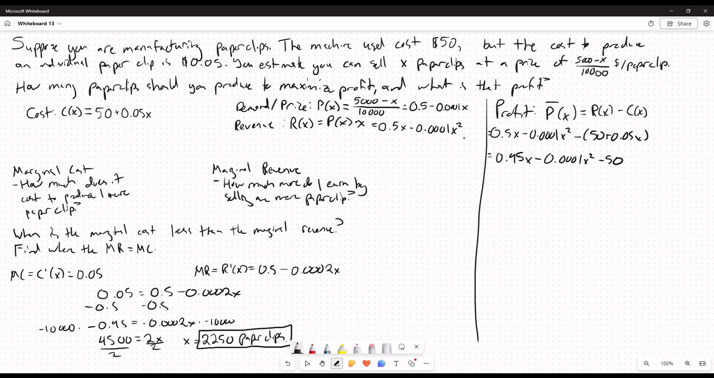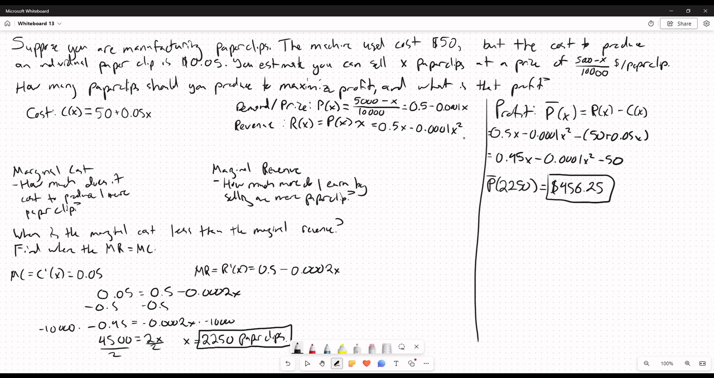But how much are we actually making? If we plug 2,250 into the profit function, what you'll find is we will get an answer of roughly $456.25. That's just plugging in for x what we got up there. So that would be the profit that we make at that point.